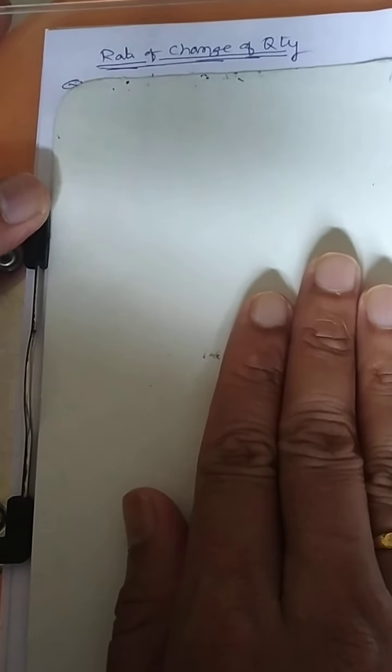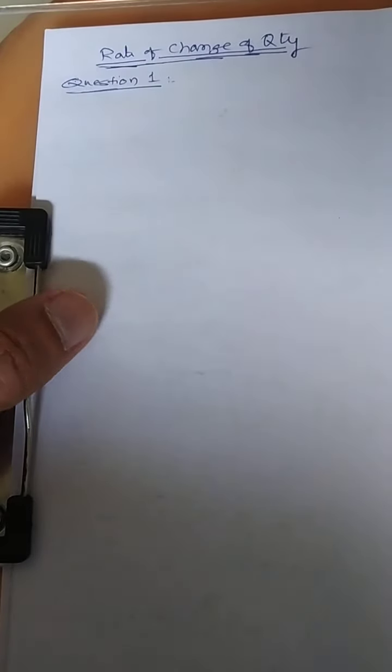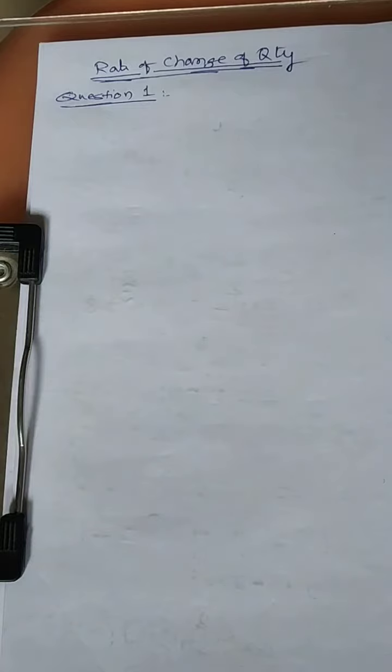At the end of today's discussion, you will come to know how to answer questions based on rate of change of quantity. The meaning of this type of problem is that if there is a change in one of the components, then definitely there will be an impact on the other one. So you can note down one question.